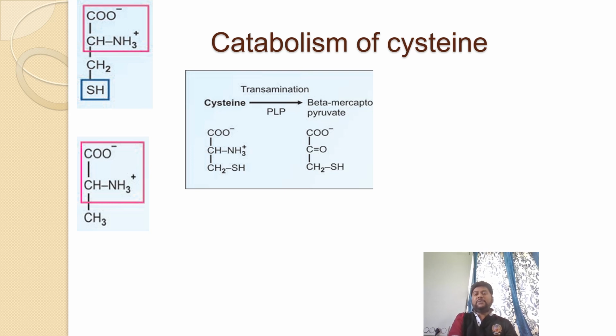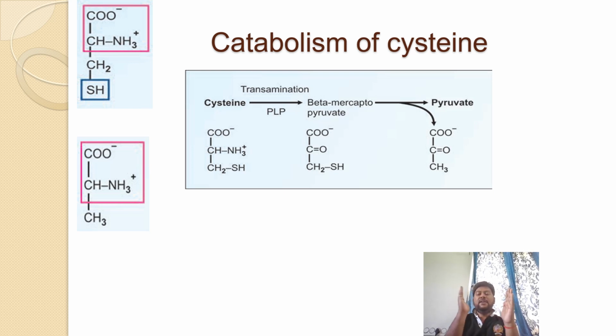Next, in the subsequent step, the sulfur atom will also be removed and it will be converted to pyruvic acid. And this pyruvic acid, through a reversal of glycolysis, can be utilized for glucose synthesis. That is why cysteine is also considered a glucogenic amino acid. Based on synthesis, methionine is an essential amino acid, whereas cysteine is a non-essential amino acid. But based on catabolism, both methionine and cysteine are glucogenic amino acids.